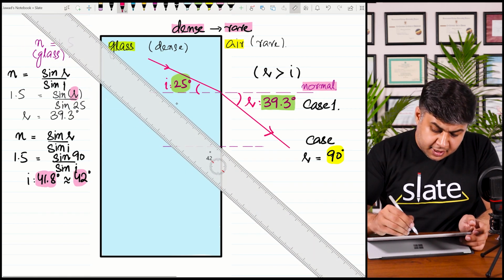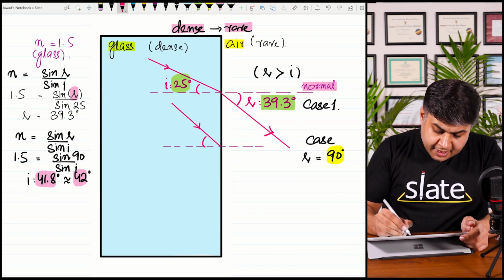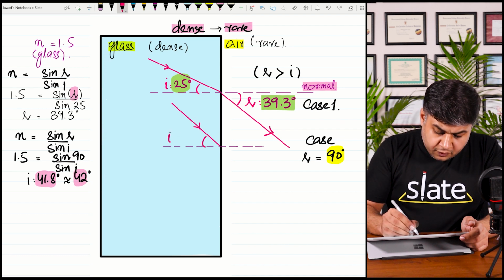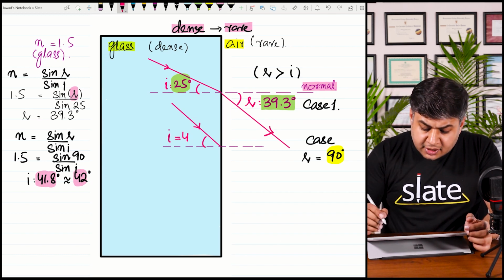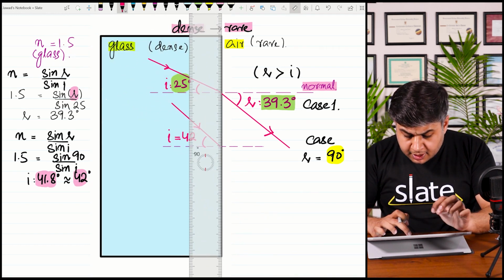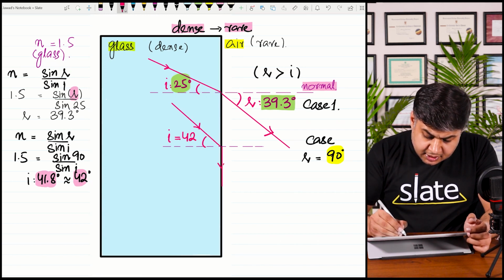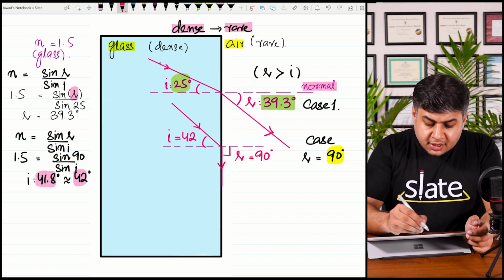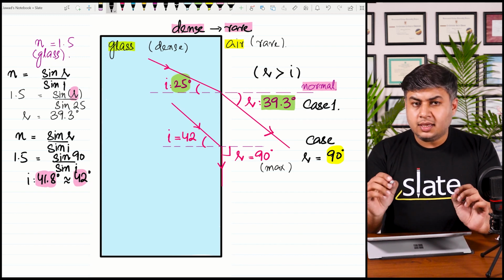So this is your incident ray, right, which is hitting the point of incidence at an angle of incidence of 42 degrees, and corresponding to this your refracted ray is going along this glass boundary. Okay, along this line, and in this case the angle of refraction is maximum and that is equal to 90 degrees. Further refraction beyond this is not possible.